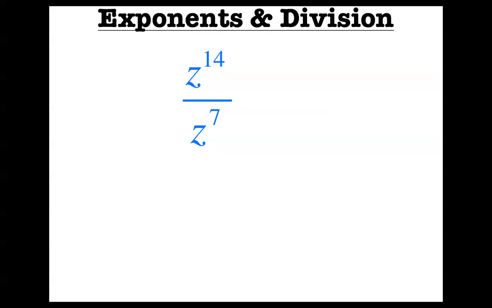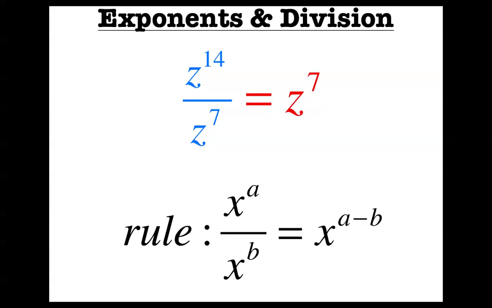All right, let's look at another example. Let's say you had z to the 14th over z to the 7th. I don't want to write 14 z's on top and 7 z's on the bottom, so I'm just going to use the rule, and the rule says top exponent minus bottom exponent, so 14 minus 7 is 7. I've got z to the 7th, and that was really quick and easy.